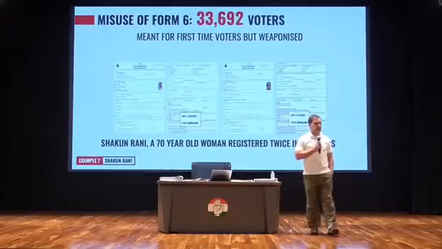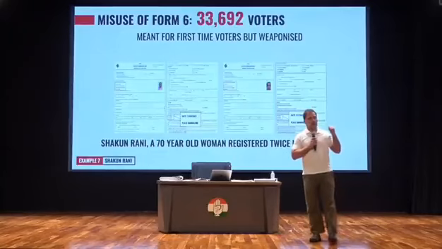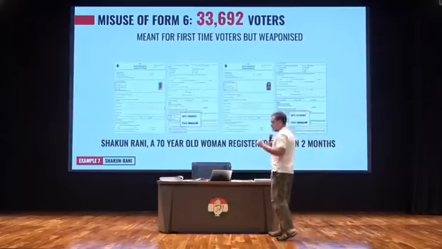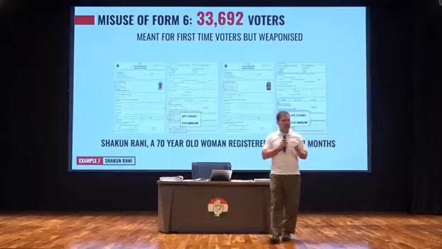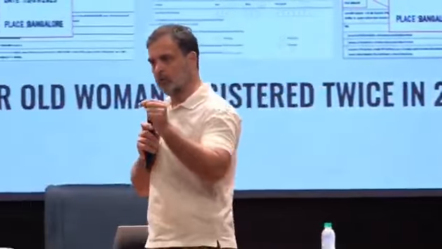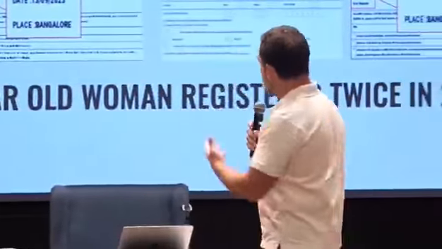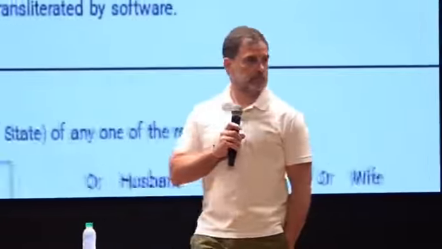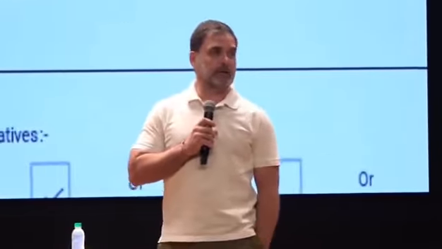33,692 voters are registered here. This basically is anybody who wants to vote for the first time can use this list, Form 6. So you get into the Form 6, and then your name goes into the voter list. There's a lady called Shakun Rani, 70-year-old.